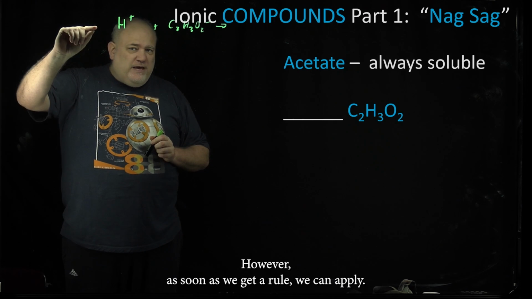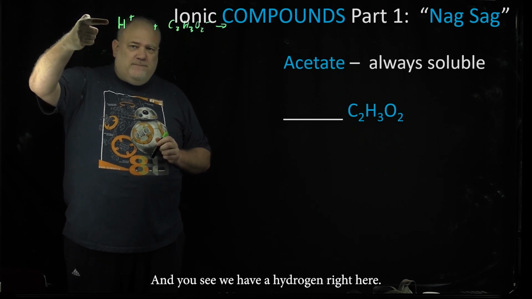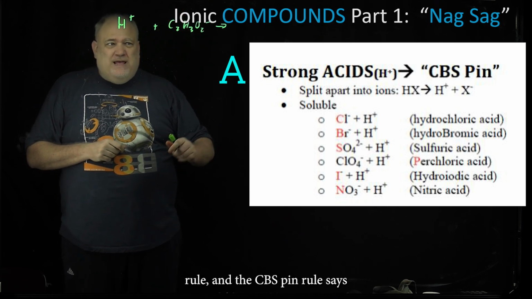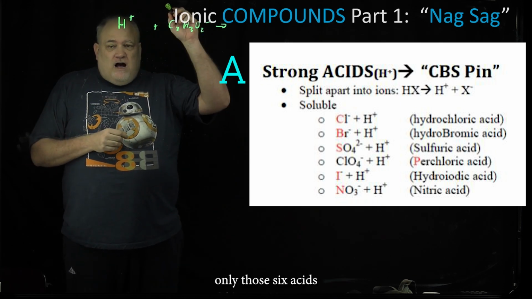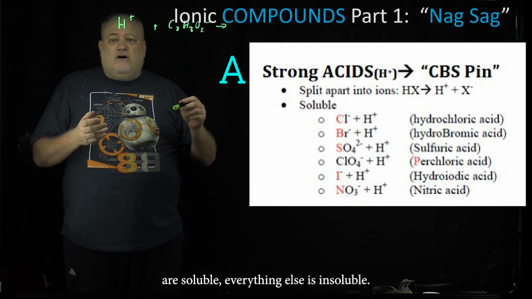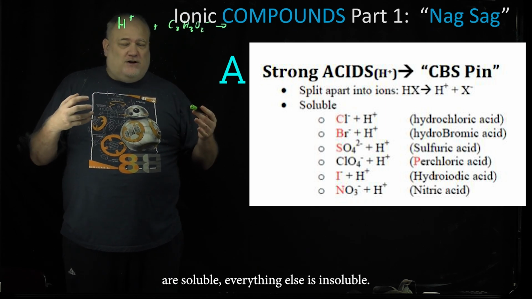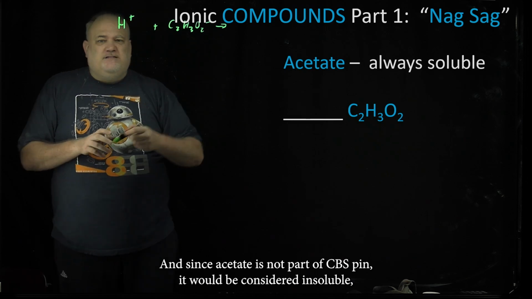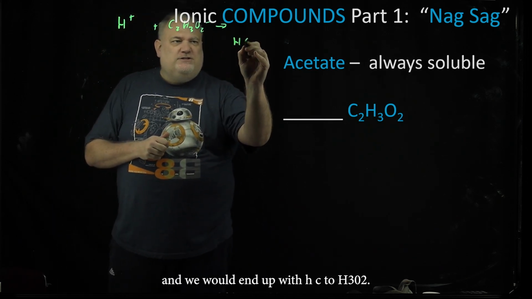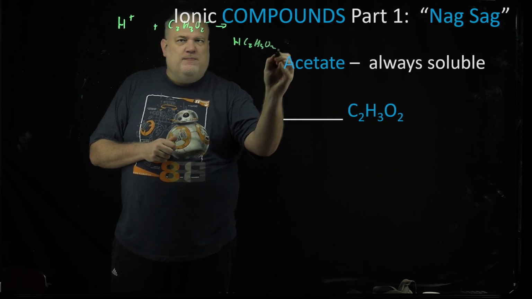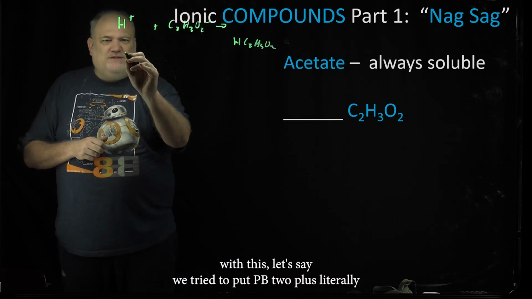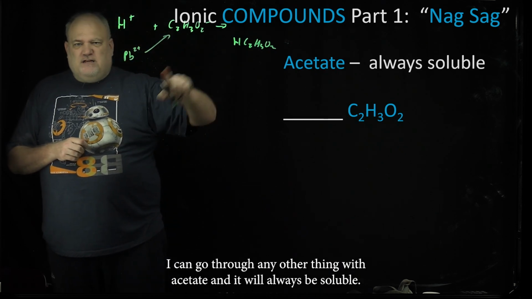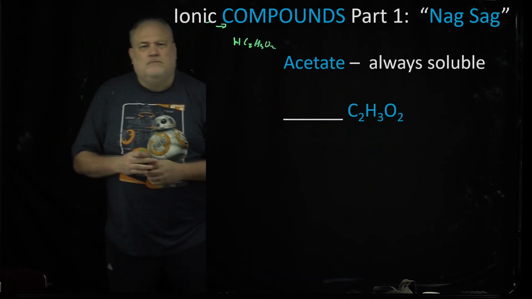However, as soon as we get a rule we can apply, and you see I have a hydrogen right here? This hydrogen tells us that we have to follow the CBS pin rule. And the CBS pin rule says only those 6 acids are soluble. Everything else is insoluble. And since acetate's not part of CBS pin, it would be considered insoluble, and we would end up with HC2H3O2. But if we tried to put anything else with this, let's say we tried to put Pb2+, literally I can go through any other thing with acetate, and it will always be soluble.